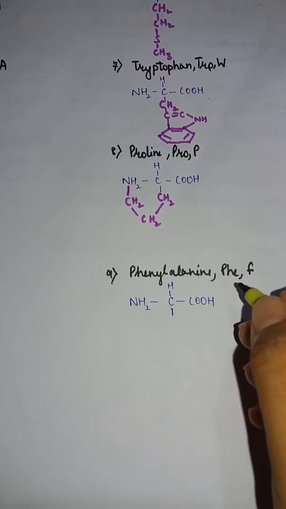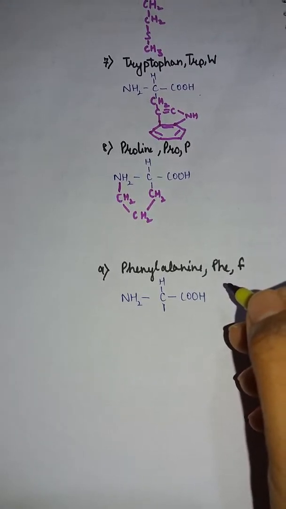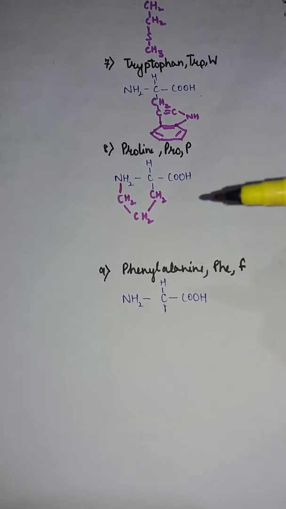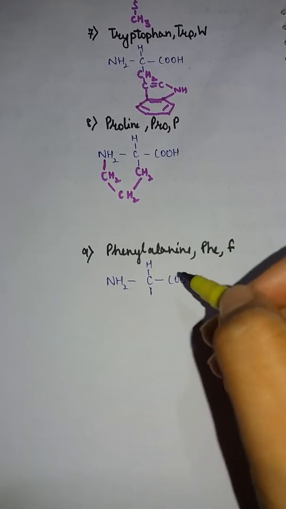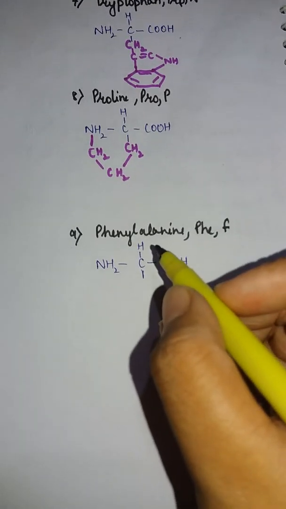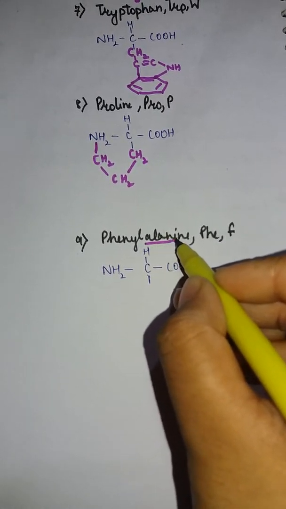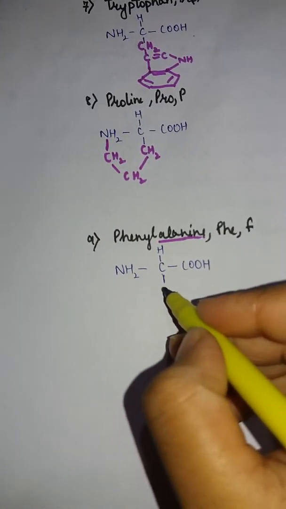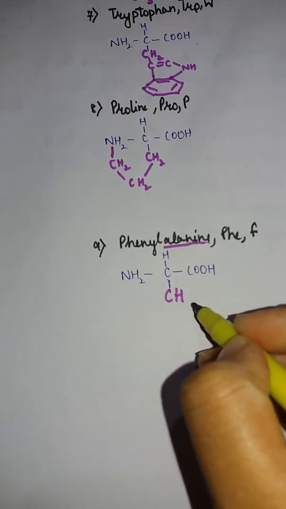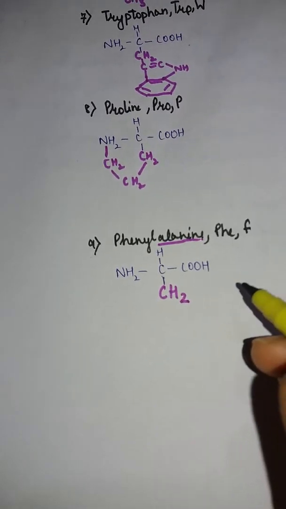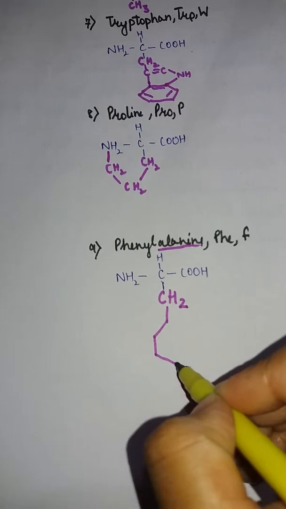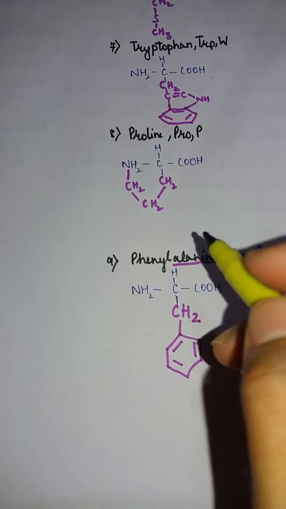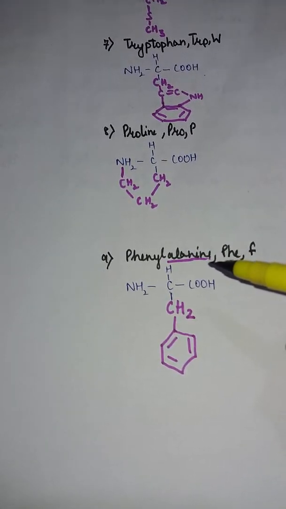Then comes phenylalanine. It is an aromatic amino acid. These are aromatic amino acids because they contain at least 1 benzene ring or phenyl ring. To make it simple, you can say it contains alanine. See here the structure of alanine, 1 CH3 group. Here also it contains 1 CH3, but as a phenyl ring is attached, it will have CH2 and 1 phenyl ring.